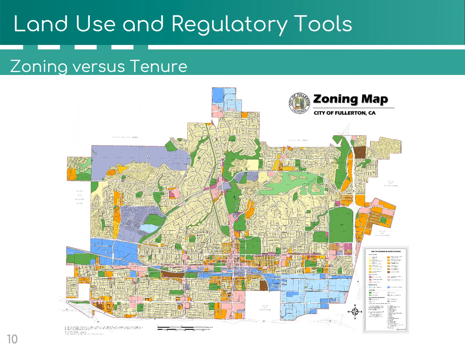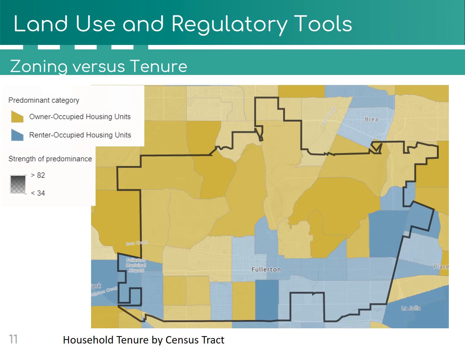These slides show a comparison of the city's zoning map to household tenure by census tract. Tenure is the term used to describe whether a household rents or owns their home. The darker the yellow, the more owners are in the census tract, while the darker the blue, the more renters are in the census tract. Generally, the single-family zoned areas have higher home ownership rates, while the two-family and multifamily zoned areas have more households that rent.